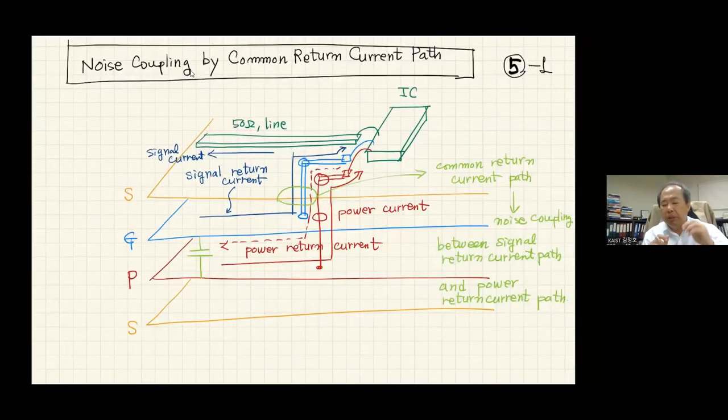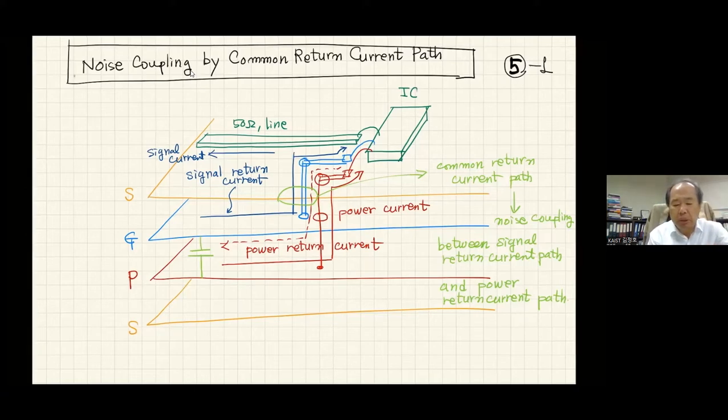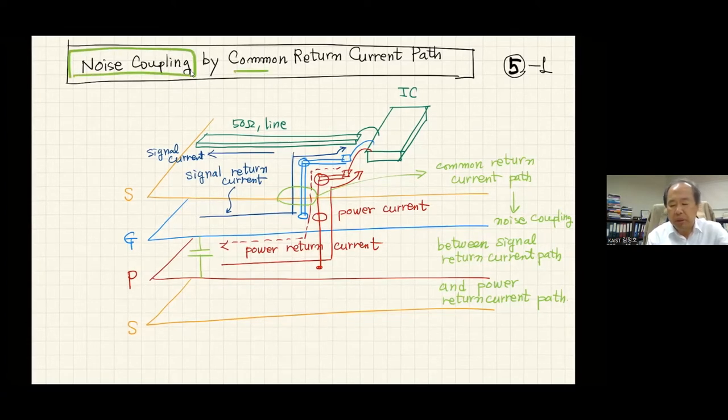So far, I was talking about the definition of digital ground, and also why it is so difficult to design good ground. Now, in the second part of the class, I'm going to talk about noise coupling issues by common return current path. Because we have so many different IOs and so many decoupling capacitors depending on charging and discharging, some return current will overlap, and that will create some noise coupling between IOs or between signal and power.